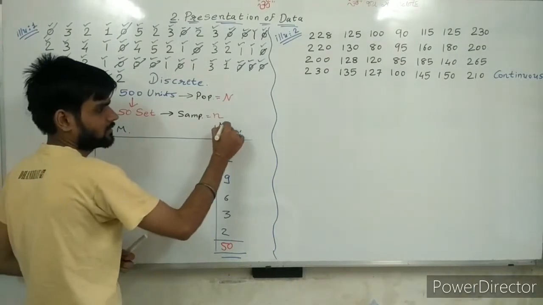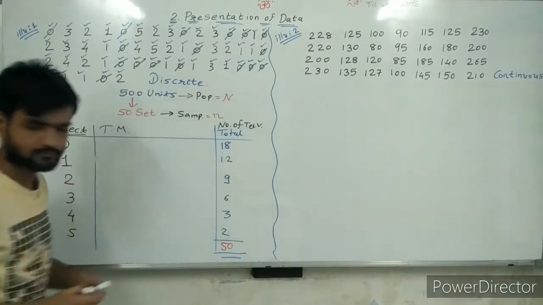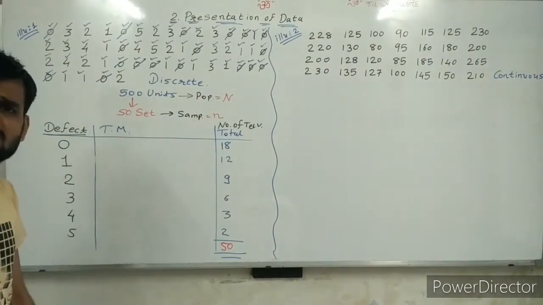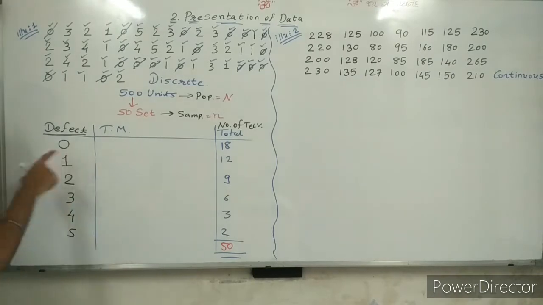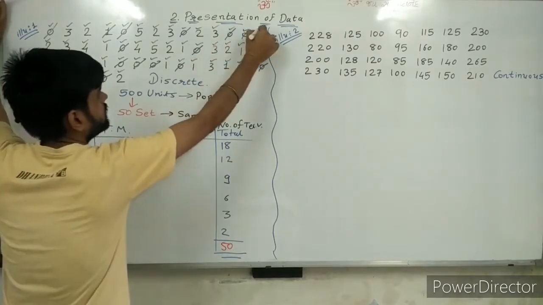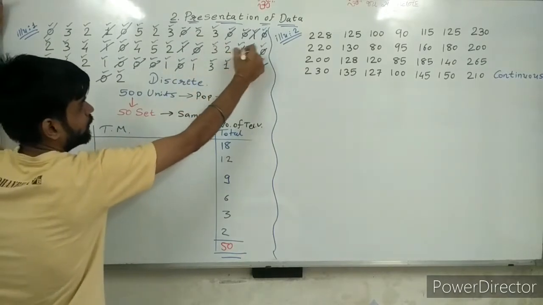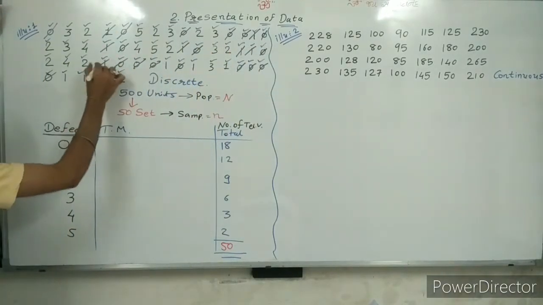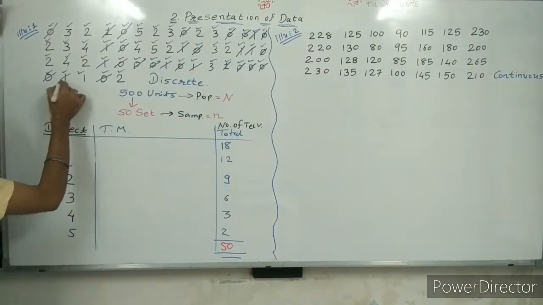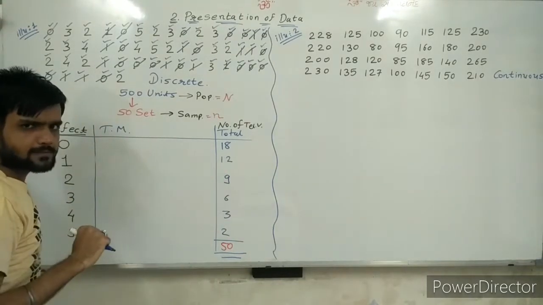What is this? Number of televisions. So 0 defect televisions are 18. Simple. Going ahead. 1 defect television. So cancel 1. 1, 2, 3, 4, 5, 6, 7, 8, 9, 10, 11, 12. That's it. So against 1, write 12 first.